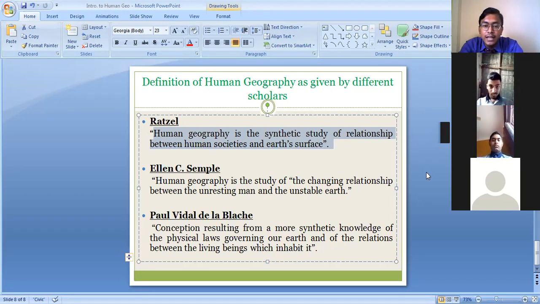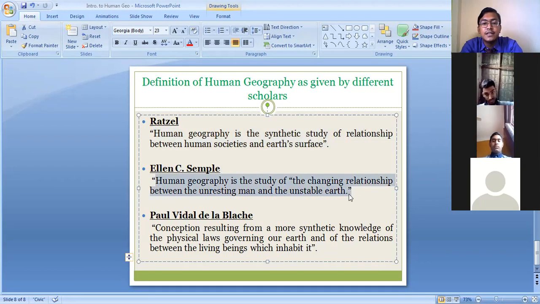Ellen C. Semple said that human geography is the study of the changing relationship between the unresting man and the unstable earth. Now these three terms have a significance: changing relationship, unresting man, and unstable earth. These three terms have a very important significance in this definition given by Semple.